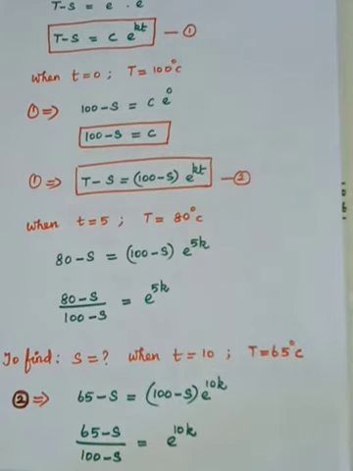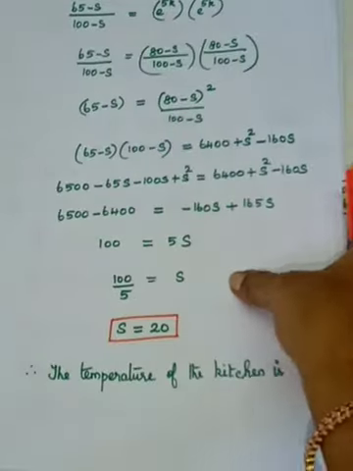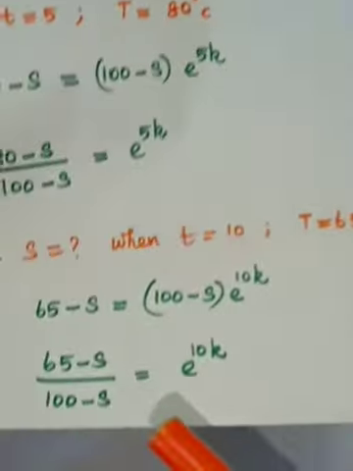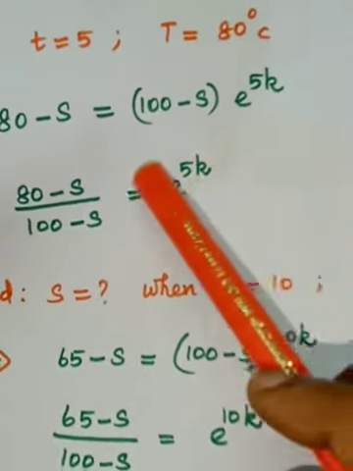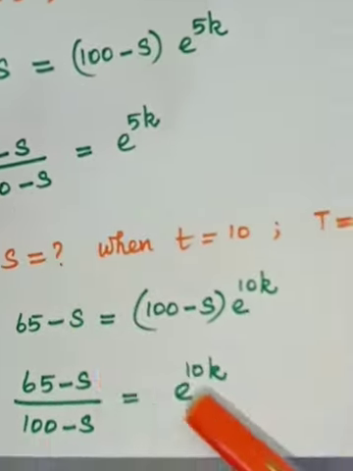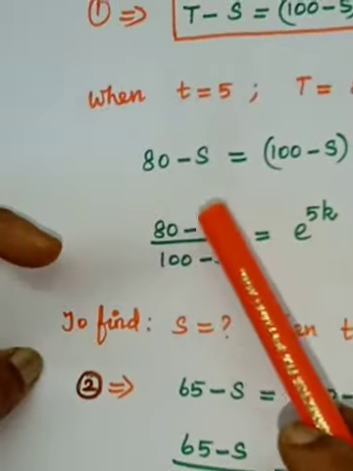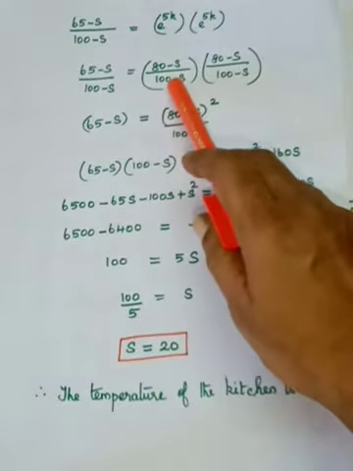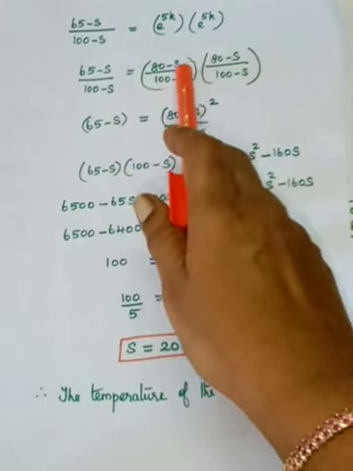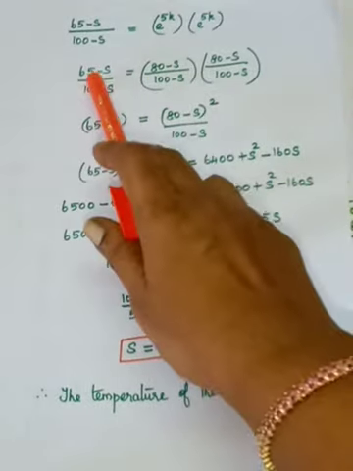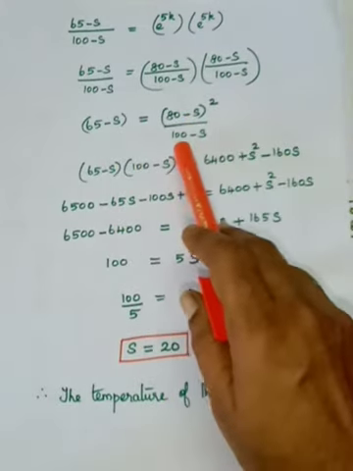So e power 10k is equal to 65 minus S divided by 100 minus S. This e power 10k, how can you write it? It is e power 5k into e power 5k, because e power 5k we know the answer. So e power 5k is what? 80 minus S divided by 100 minus S. So it is substituted, and you see that 100 minus S here and 100 minus S there get cancelled. The remaining is 65 minus S is equal to 80 minus S the whole square divided by 100 minus S.